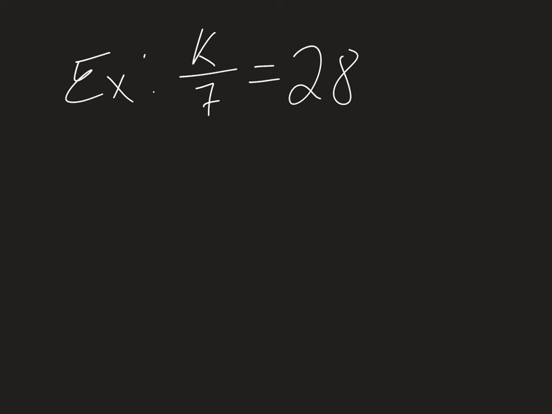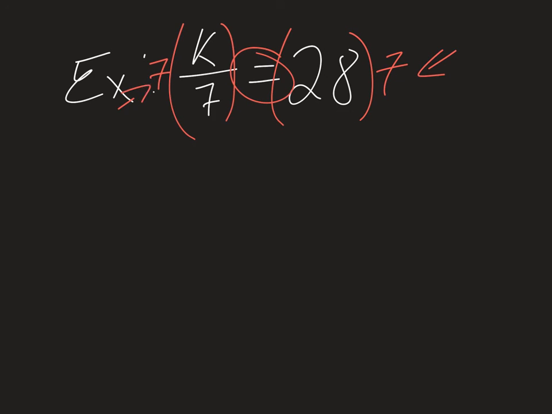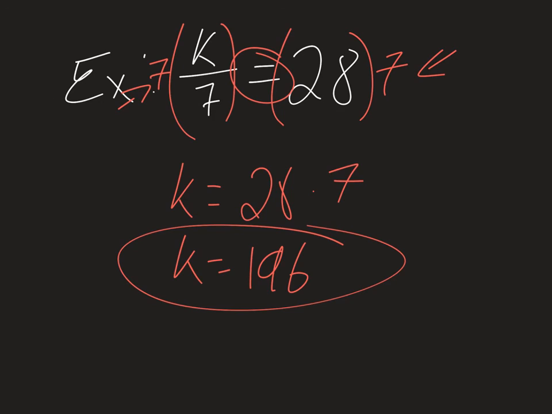Now, similarly for division, if we're looking at this, we have k divided by 7 equals 28. To undo the division, we can multiply. And so long as I do it to both sides, I maintain the equality. So I'm multiplying one side by 7, I multiply the other. So k is going to equal 28 times 7, which is 196. And that would be the solution to our equation.